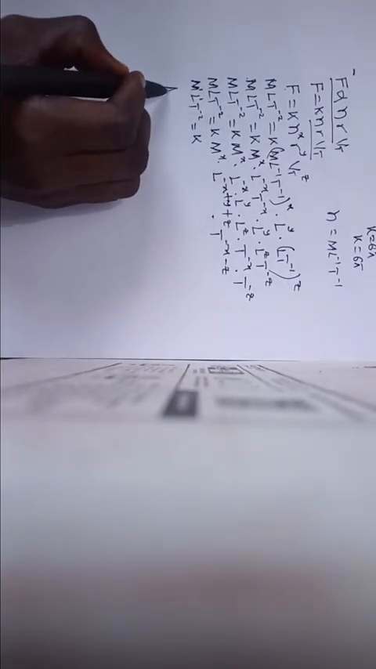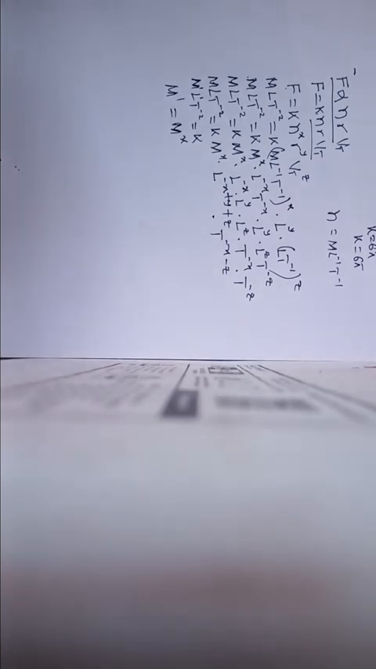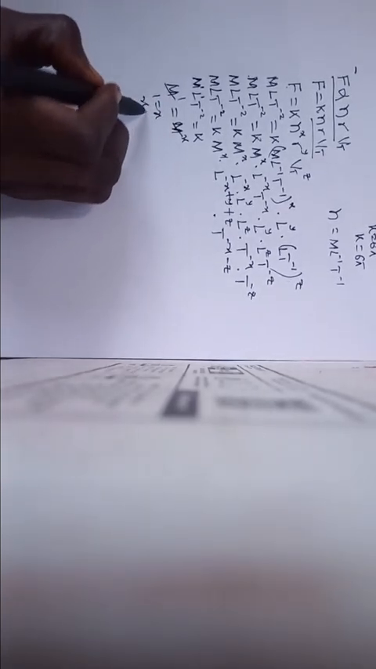M here, that is what? M raised to power 1 is equal to M raised to power x. So we are comparing it. M cancels M, then 1 is equal to x.